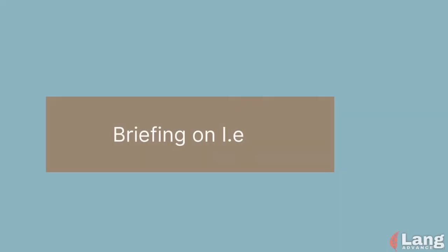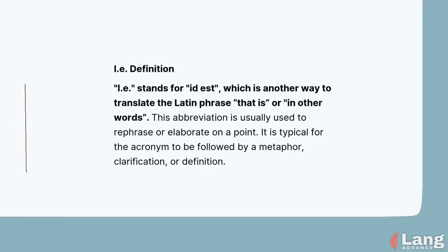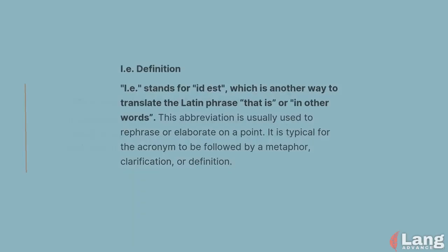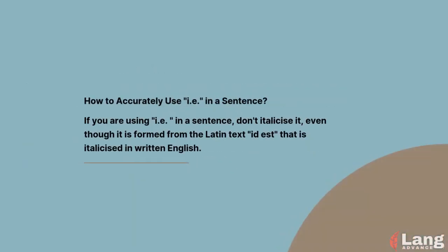Briefing on i.e. i.e. definition. i.e. stands for id est, which is a Latin phrase meaning that is, or in other words. The abbreviation is usually used to rephrase or elaborate on a point. It is typical for the abbreviation to be followed by a metaphor, clarification, or definition. How to accurately use i.e. in a sentence.